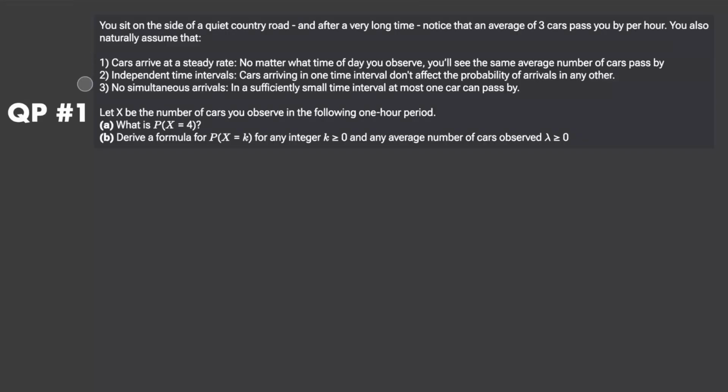And all of these things are very natural to assume, right? Number 1 is that cars arrive at a steady rate. So no matter what time of the day you are observing these cars, you see the same average number of cars pass by. So there's going to be no random spikes at different times of the day.